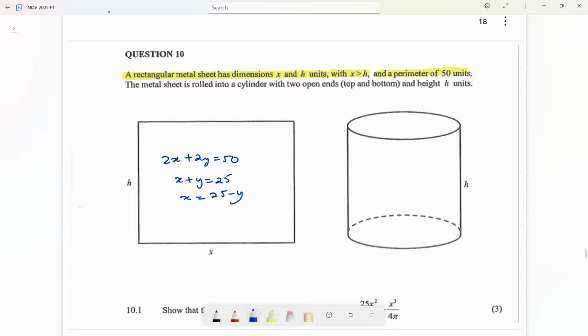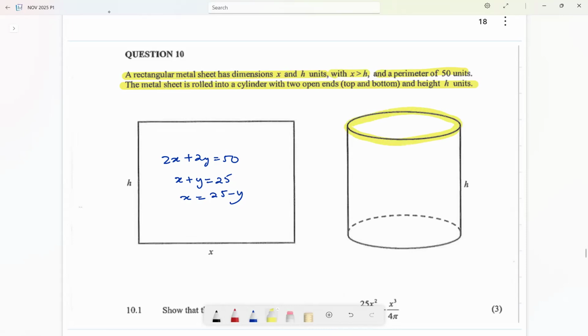Now let's consider the other information. The metal sheet is rolled into a cylinder with two open ends, bottom and top, okay? And height h units. So this is folded now to form our cylindrical shape. Now I want you to take note of something. This h is this h here. But this x is the one that is going to be coiled, so it is the one that is going to be coiled to form circles.